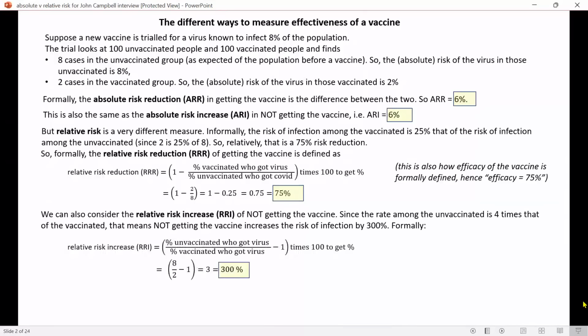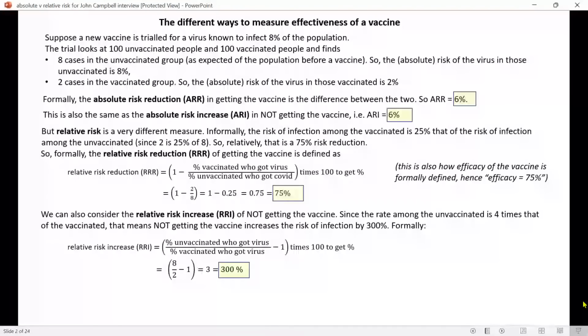Now, since the rate amongst the unvaccinated is 4 times that of the vaccinated, because again, it was 8 against 2, so that's 4 times, that means not getting the vaccine would increase the risk of the infection by 300%. And formally, that's just the formula of the percentage of unvaccinated who get the virus, divided by the percentage of vaccinated who get the virus, minus 1 as a percentage, and that gets you to 8 over 2 minus 1, which is 3, which is 300%. And whereas the absolute risk increase and the absolute risk reduction are the same, they're not the same when it comes to relative risk increase and reduction.